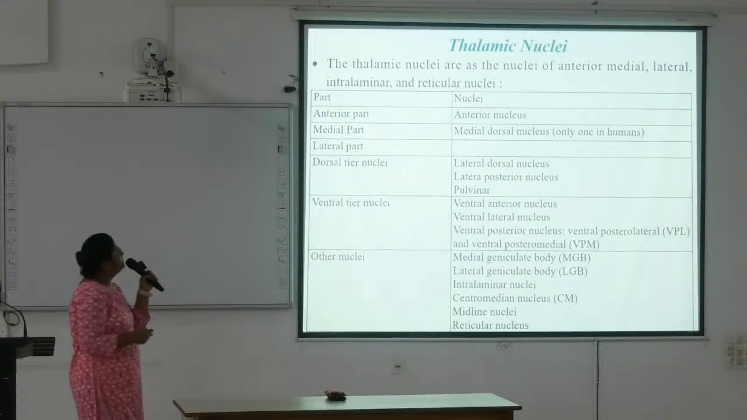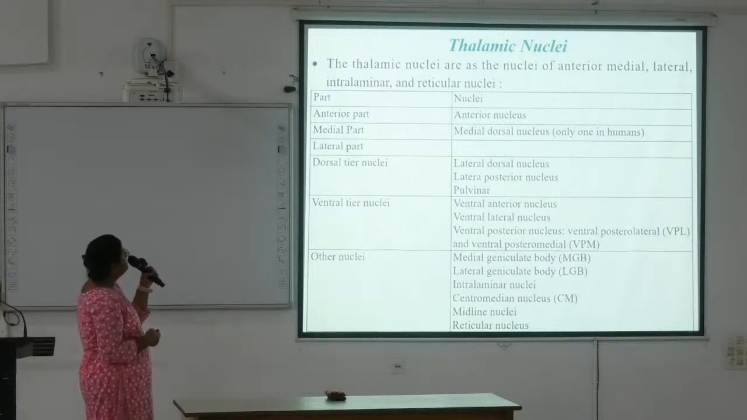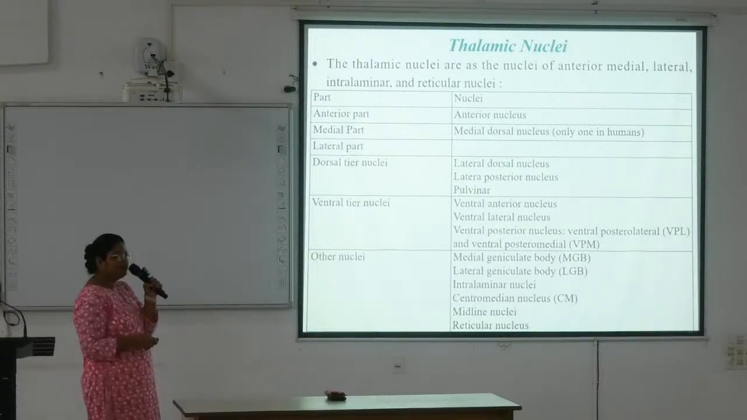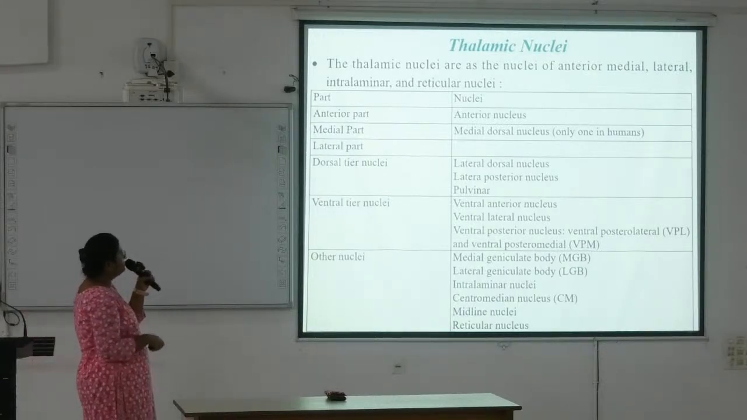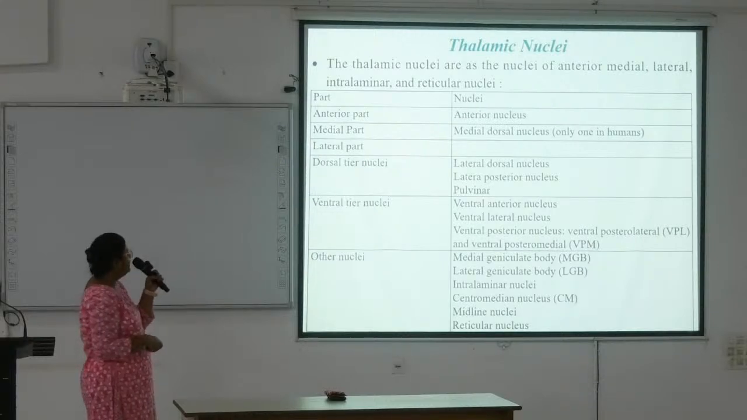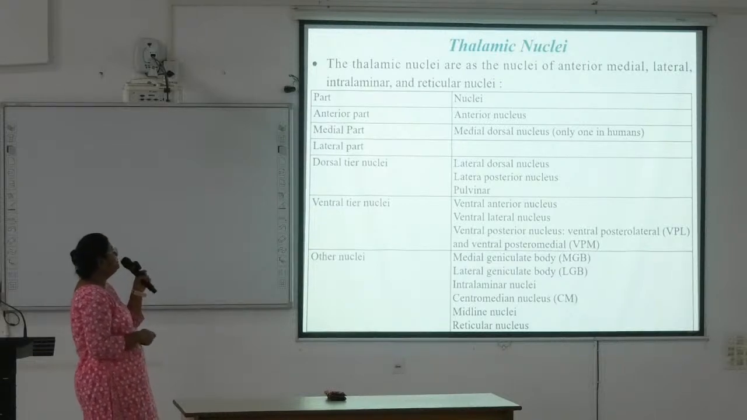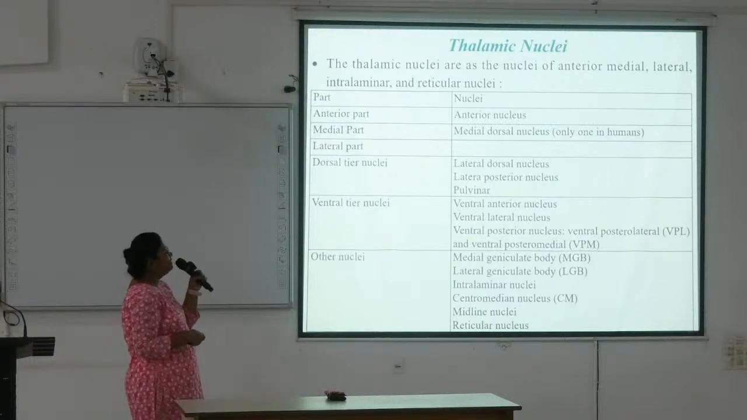Next we go to the thalamic nuclei. Thalamic nuclei are the anterior, medial, lateral, interlaminar and reticular nuclei. So the anterior part contains the anterior nuclei, and the medial part contains the medial dorsal nuclei. Only one is present in humans. Then the lateral part has a dorsal tier, a ventral tier, and other nuclei. All these are located in the lateral part. So the dorsal tier of nuclei contains the lateral dorsal nuclei, lateral posterior nuclei, and pulvinar nuclei.